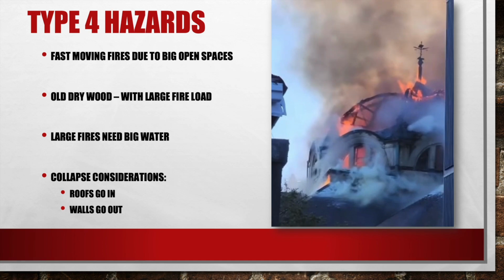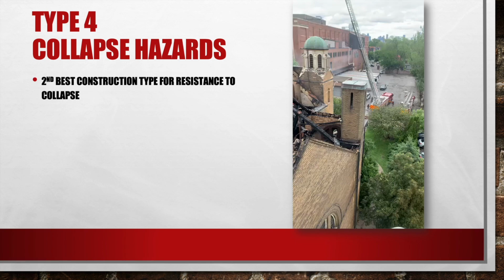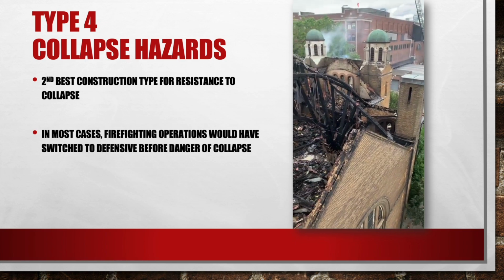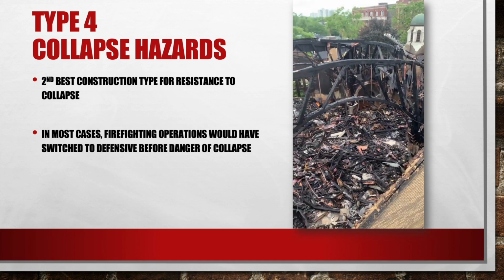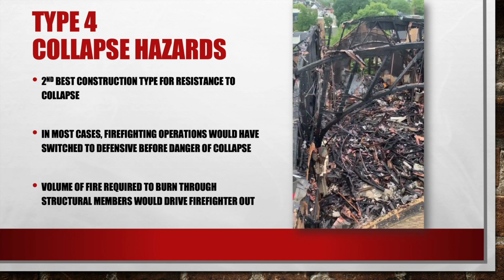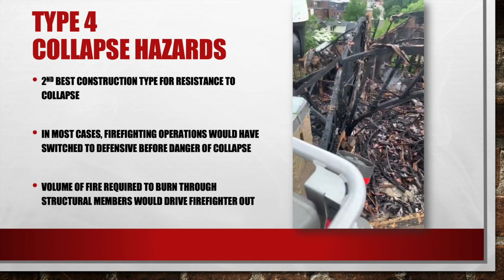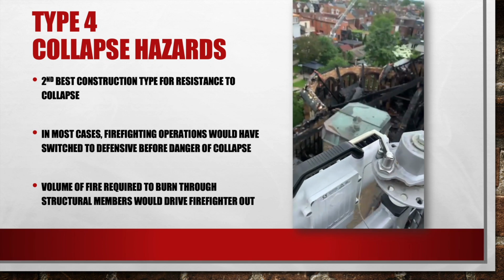And then think about collapse considerations. Sometimes when the roof goes in, your walls could go out. Consider that when you're parking your apparatus near these buildings. So, type 4 collapse hazards. Type 4 is actually the second best construction type for resistance to collapse. In most cases, firefighting operations would have switched to defensive before the danger of collapse. The volume of fire required to burn through the structural members would drive firefighters out of the building.